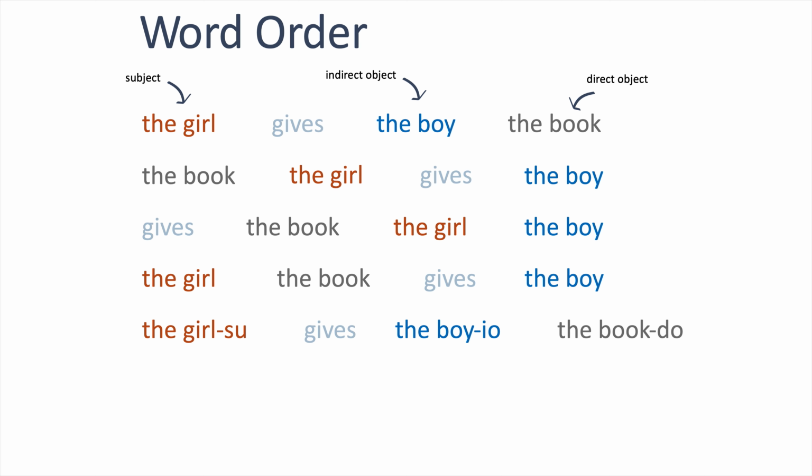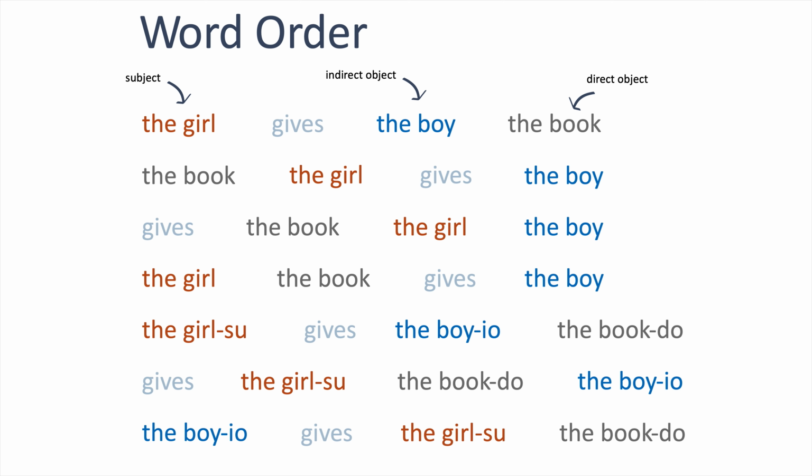You could say, gives the girl Sue the book do the boyo. Or you could say, the boyo gives the girl Sue the book do. It wouldn't really matter how we scrambled the word order, the meaning would still come through crystal clear. This is essentially how ancient Greek treats nouns.